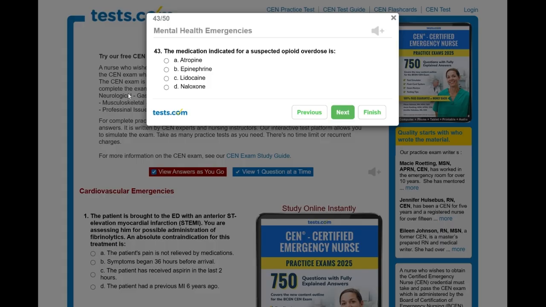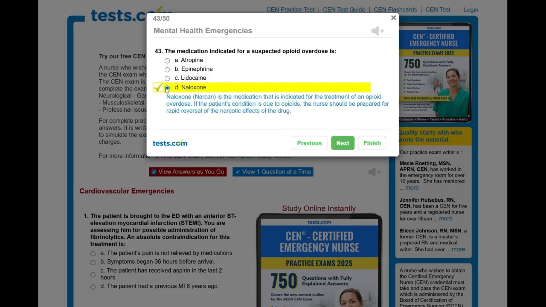Question 43. The medication indicated for a suspected opioid overdose is A. Atropine, B. Epinephrine, C. Lidocaine, D. Naloxone. D. Naloxone. Narcan is the medication that is indicated for the treatment of an opioid overdose. If the patient's condition is due to opioids, the nurse should be prepared for rapid reversal of the narcotic effects of the drug.